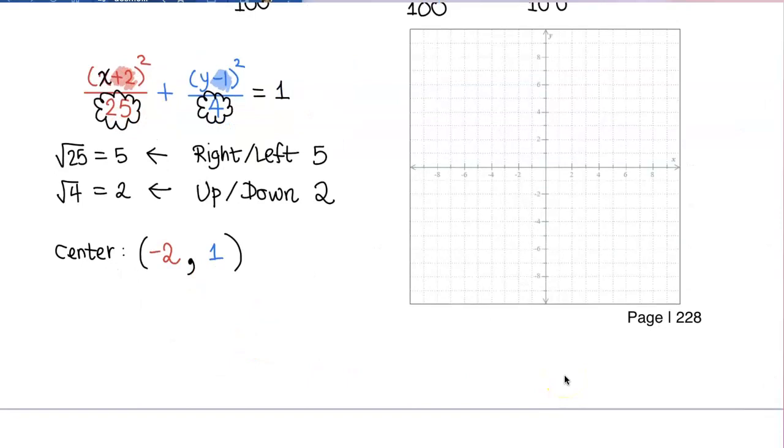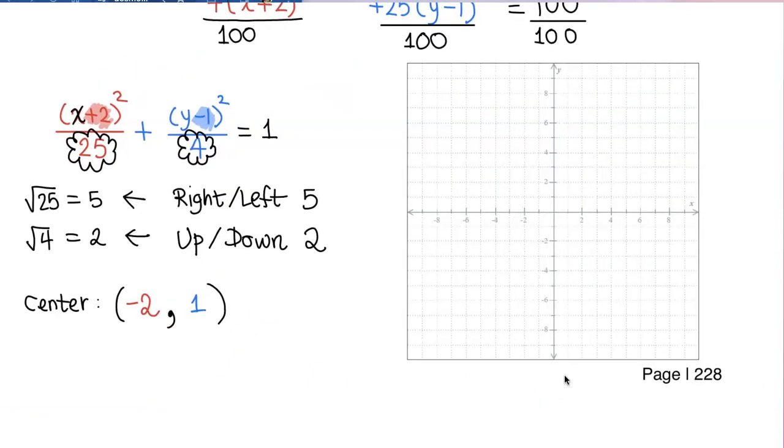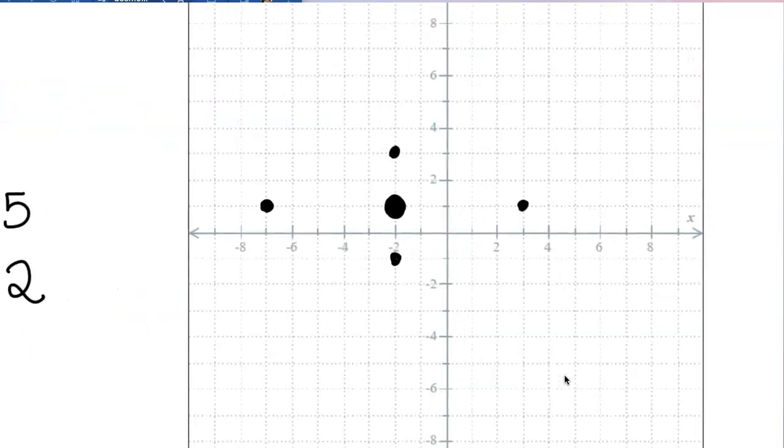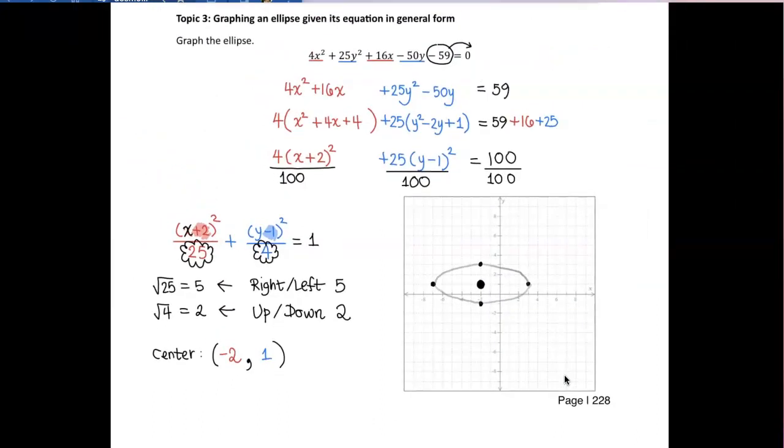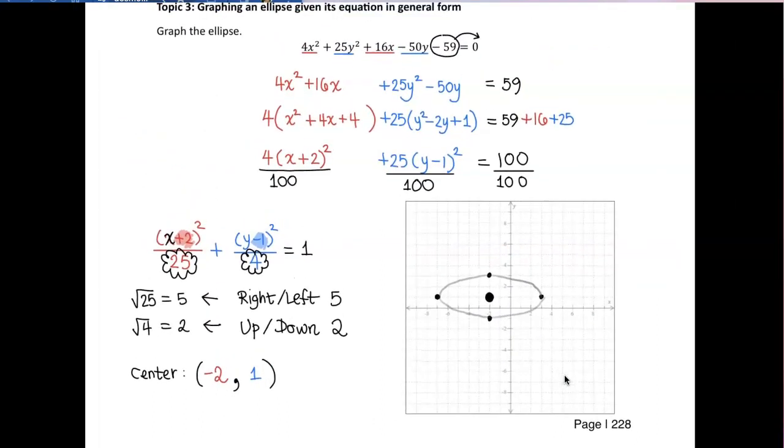So let's do it. Go 2 to the left, up 1. Here's our center. And I'm going to go 5 to the right. 1, 2, 3, 4, 5. And 5 to the left. 1, 2, 3, 4, 5. Up 2 and down 2. After plotting all these vertices, all you have to do is connect them in a nice curve so that you have an ellipse.